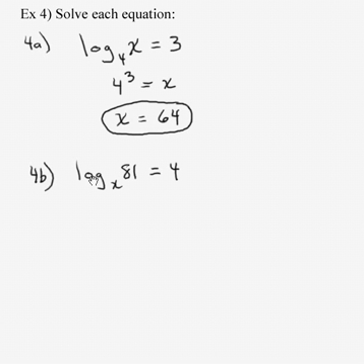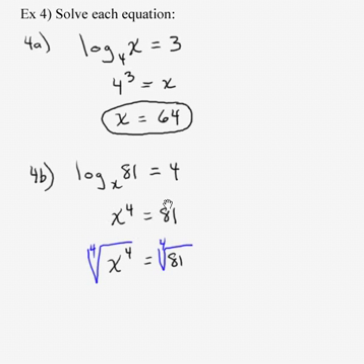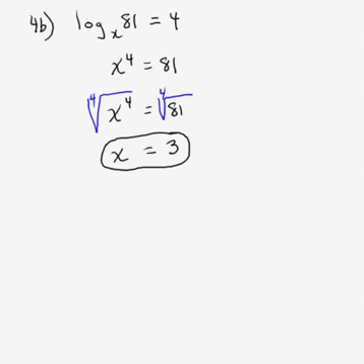Alright, next example, the log of 81 base x is equal to 4. Rewrite that as an exponent. X, the base, to the fourth power is 81. Don't know what x is, but if I take the fourth root of both sides of this equation, on the left side I'll get x, and of course you've memorized your perfect squares, perfect cubes, perfect fourths. The fourth root of 81 is 3. So again, you can't solve it as a log, rewrite it as an exponent. If you can't solve it as an exponent, rewrite it as a log.